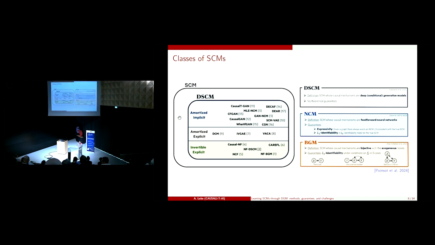The more general one will be the SM, that's how they work, they use a deep conditional generative model. There is no theoretical guarantee in this case. Or, more historically, I have NCM, that's how they work, where the causal mechanism relies on FNN, feedforward neural networks. And there is some guarantee in this case.